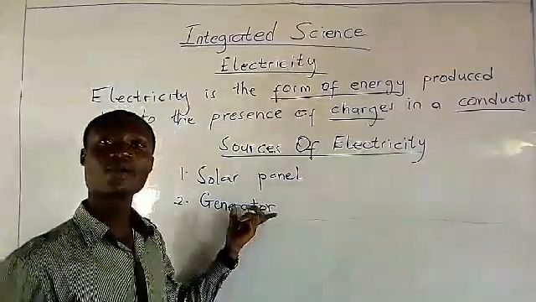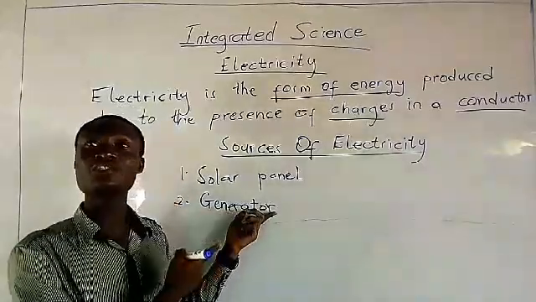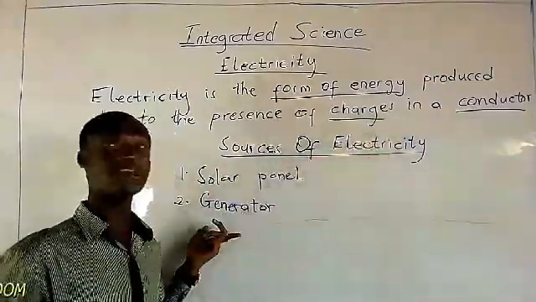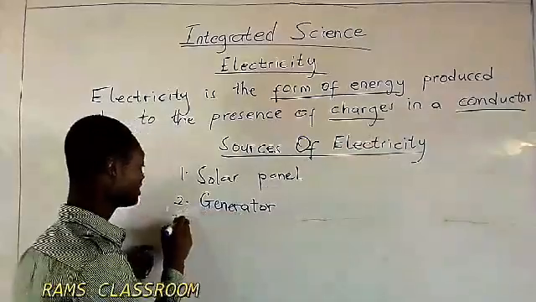Now we can also talk of another device, and that is the generator. The generator here converts mechanical energy into what? Electrical energy. So therefore we can get electricity from where? The generator.